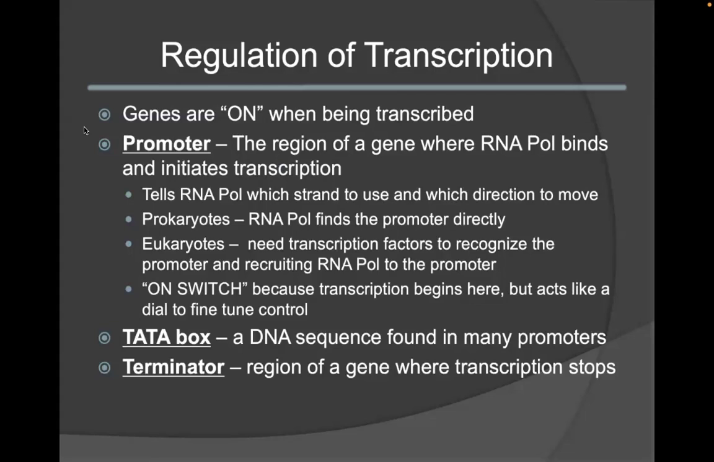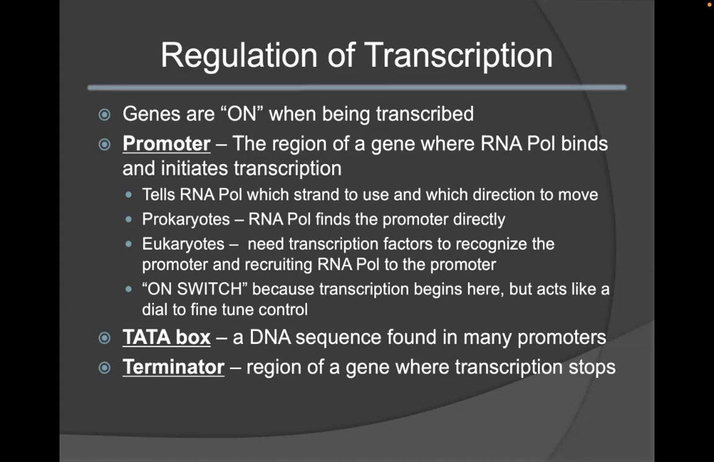The process of transcription, like many cellular processes, is highly regulated. Genes are only going to be considered to be in the on position when they are actively being transcribed. There are many different sequences on the DNA molecule that assist in regulating the process of transcription. One of those important regions is the promoter region. This is the sequence on a gene where RNA polymerase will bind. This sequence here designates the start of the transcription process, or initiation. The promoter region tells RNA polymerase which strand to use as a template and in which direction to move.